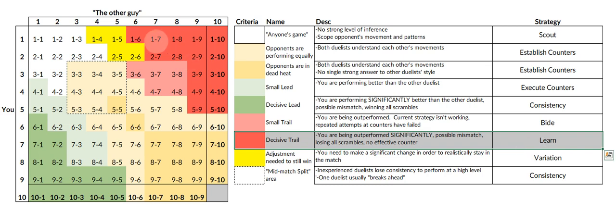Okay, and then we have decisive trailing. When you're in this territory, it is highly unlikely that you are going to win the match. You are being outperformed significantly. It's a possible mismatch. You're losing all the scrambles, and you also don't have an effective counter. If it gets to this point, that typically means that's what's happening.